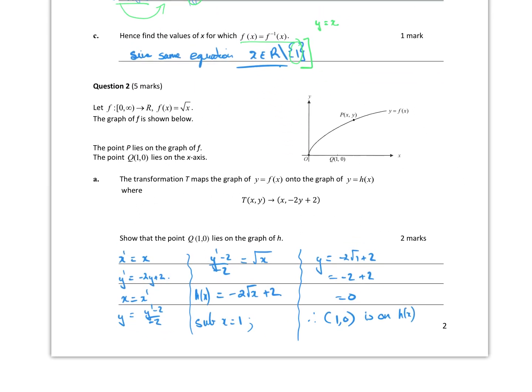Let's come down, we've got our transformation. The graph of f is shown below. The point P lies on the graph of f, y equals f of x, which is root x. The point Q lies on the x-axis.